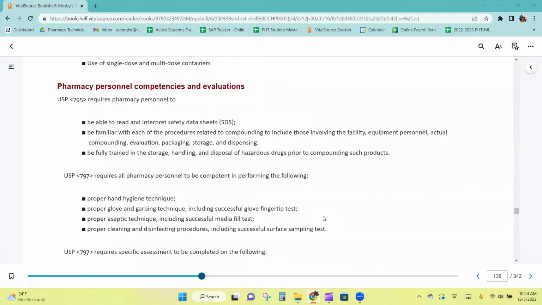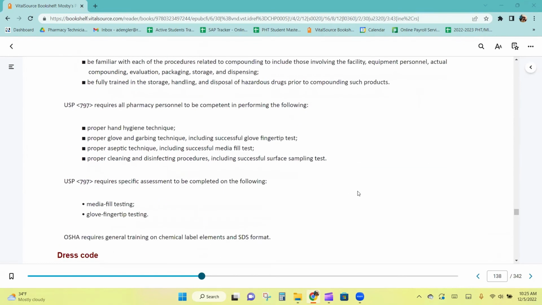Pharmacy personnel competencies and evaluation. USP 795 requires pharmacy personnel to be able to read and interpret safety data sheets, be familiar with each of the procedures related to compounding to include those involving the facility, equipment, personnel, actual compounding, evaluation, packaging, storing, and dispensing, and be fully trained in the storage, handling, and disposal of hazardous drugs prior to compounding such products.